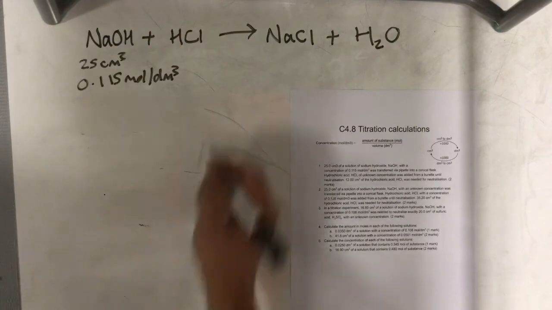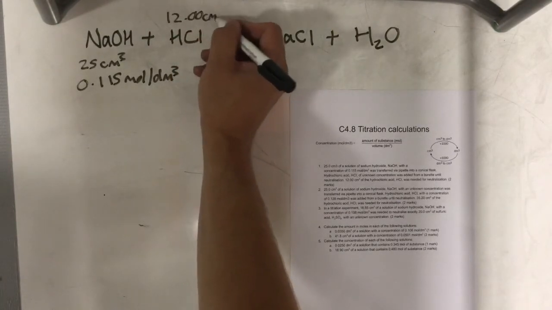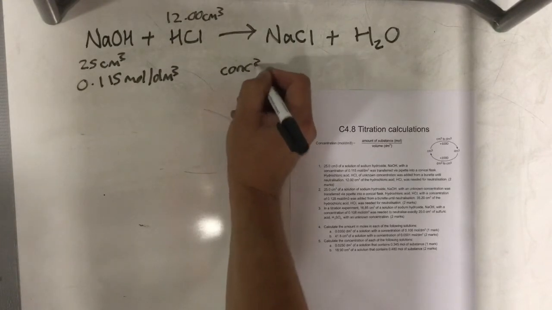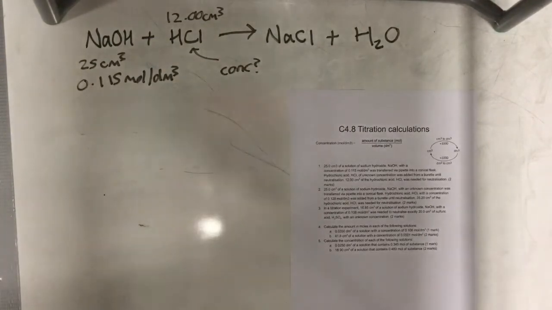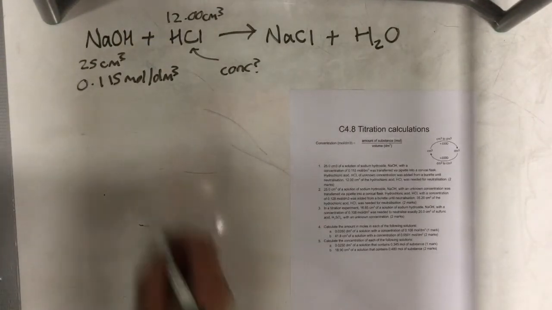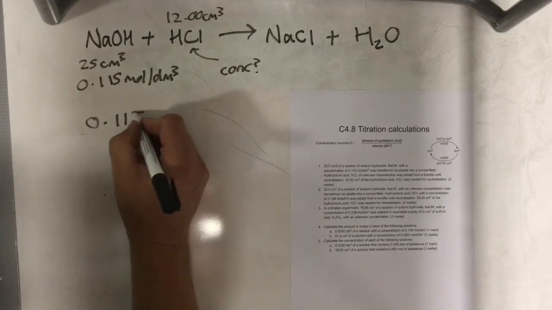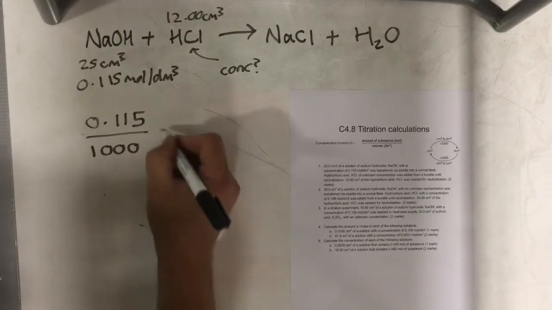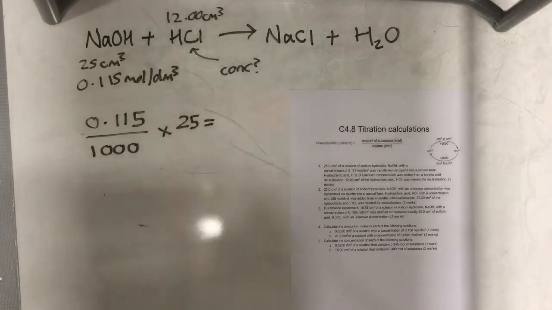the hydrochloric acid, and a total of 12.00 centimeters cubed of acid was used, and they're asking me to find out what the concentration of the acid is. Well, the first thing I need to do is think about how many moles of sodium hydroxide I used. If the concentration of my sodium hydroxide was 0.115 molar, if I divide that by 1,000, that tells me how many moles there'd be in 1 centimetre cubed.